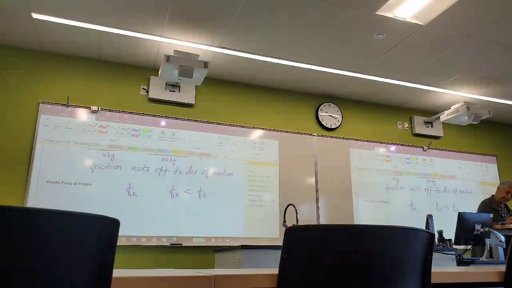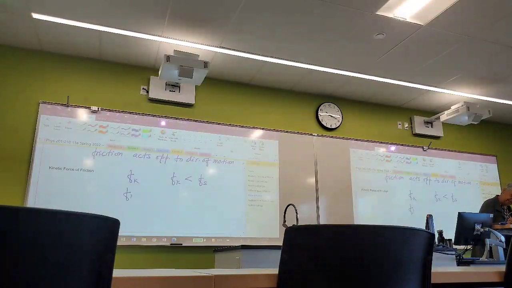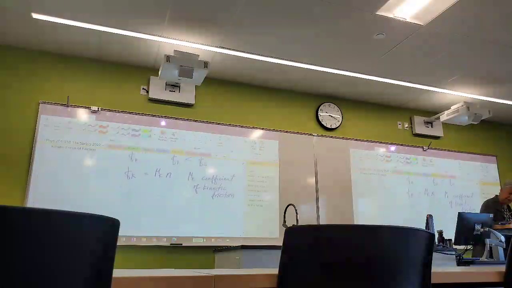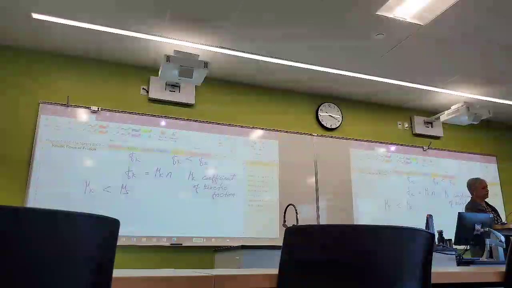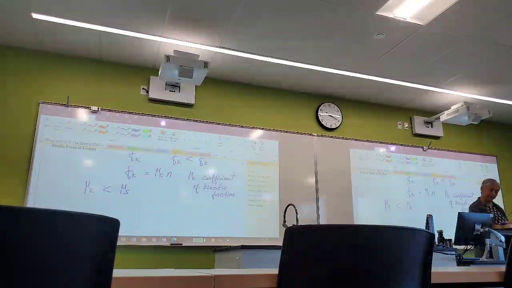And this Fk is given by mu k times N. So this is also related to the normal force. Mu k is called the coefficient of kinetic friction. And if Fk is less than Fs, then mu k should be less than mu sub s, isn't it? And this mu k also depends on the nature of the surface.